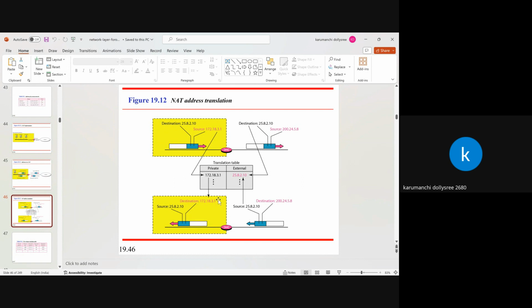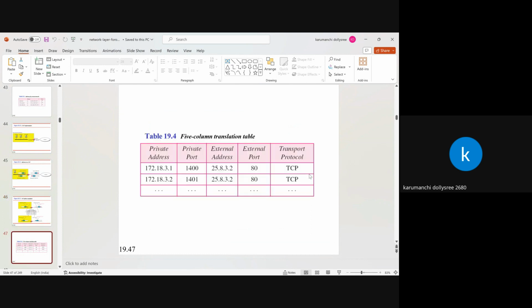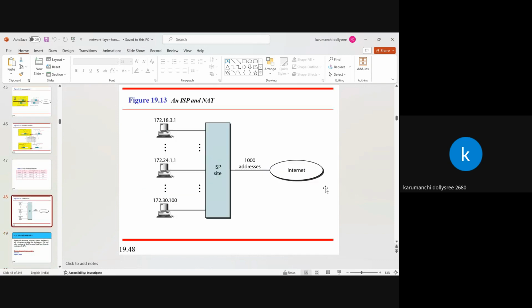One column is for private and one is for external, so we are using two different IP addresses, right? We also have different port numbers, and which protocol we are using can also be noted in the translation table, right? If you see an example here, we have different IP addresses. We are using the internet service provider through which we send the address to the internet, right? So here we are using both the internet service provider and NAT, network address translation, right?